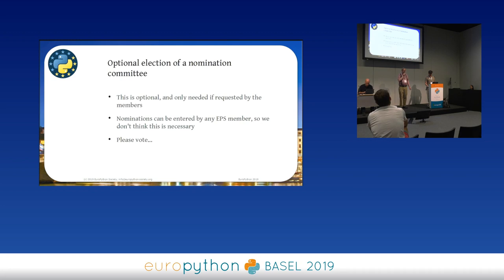A nomination committee. Do we have any candidates for a nomination committee? As we've seen this year, it's really good to have a nomination committee so that we can have names proposed way before the meeting. So does anybody feel qualified for this job?